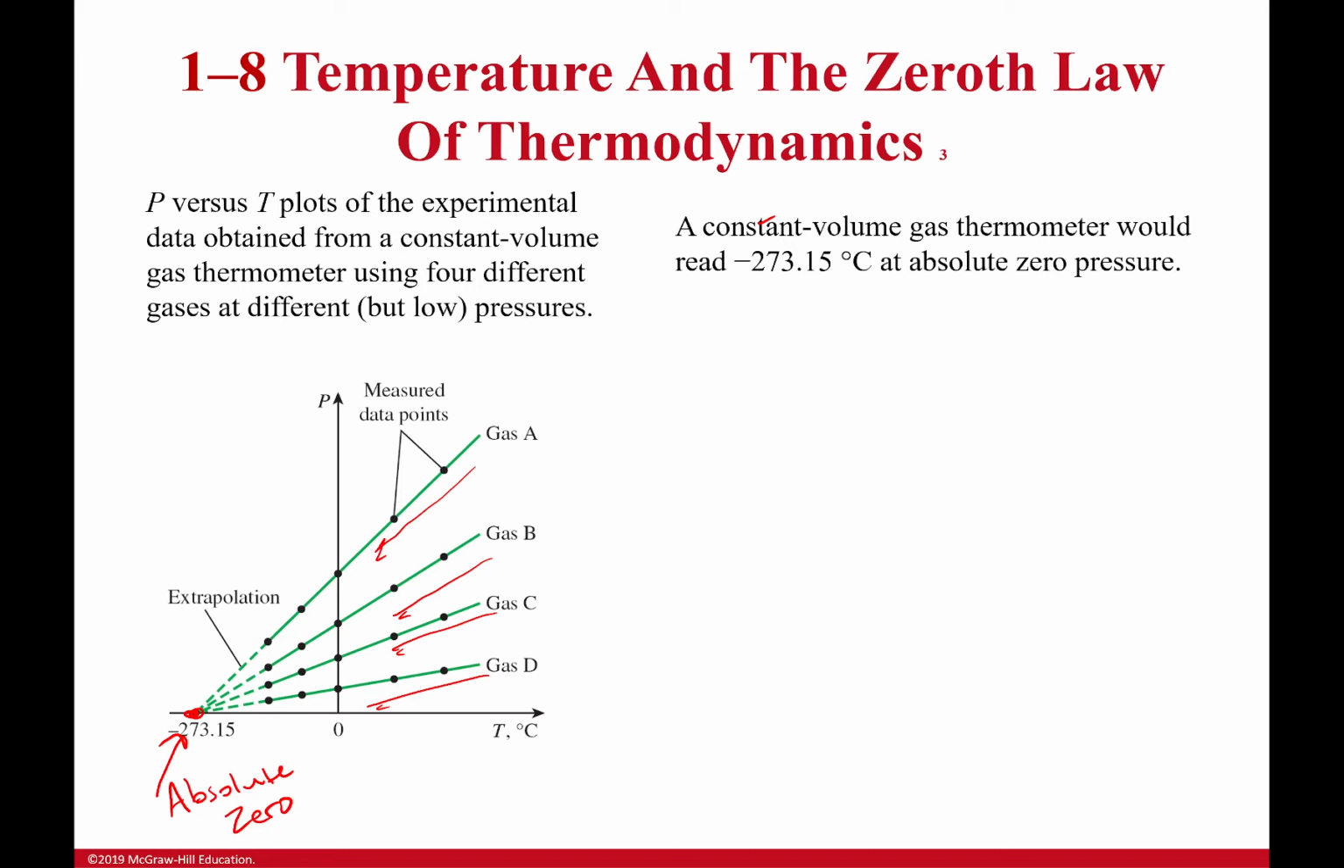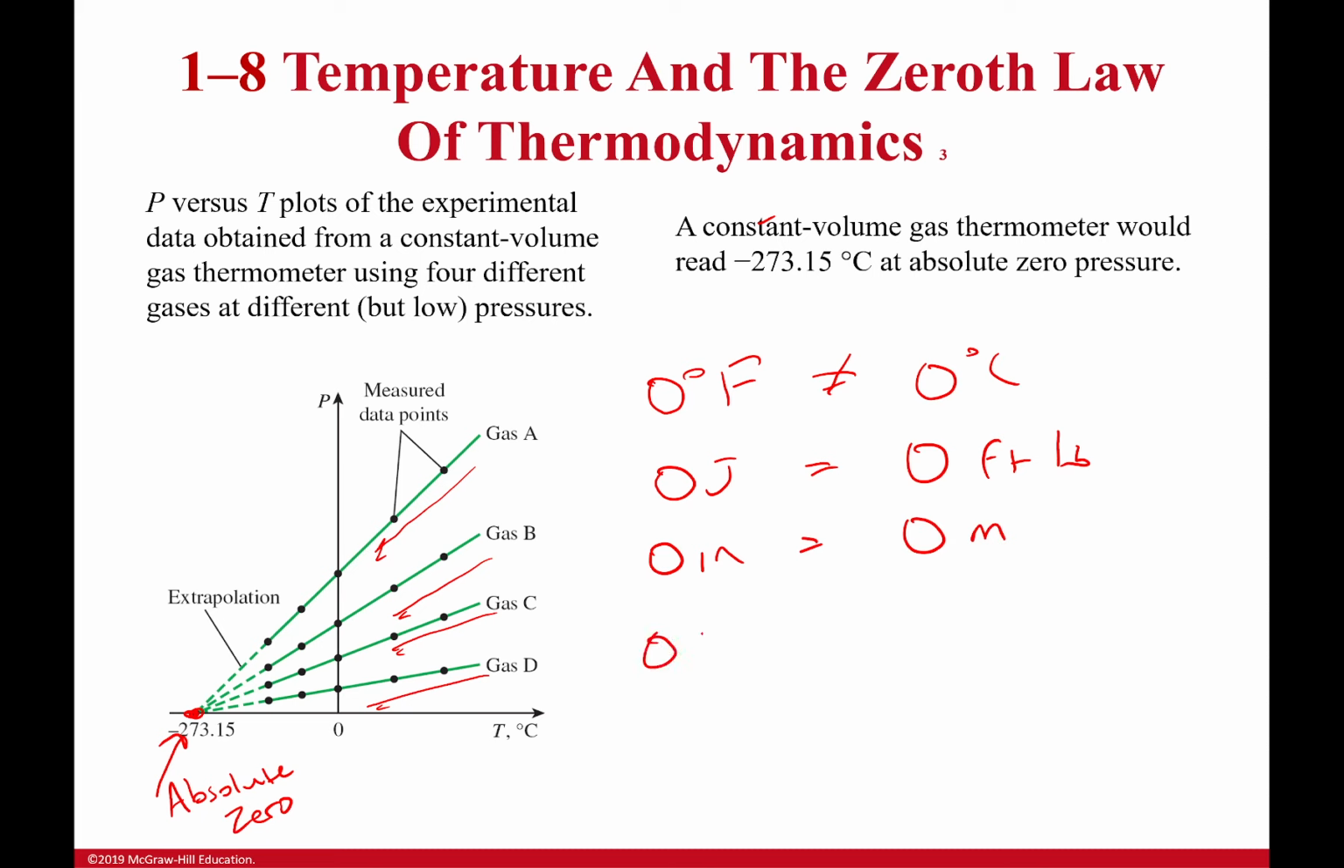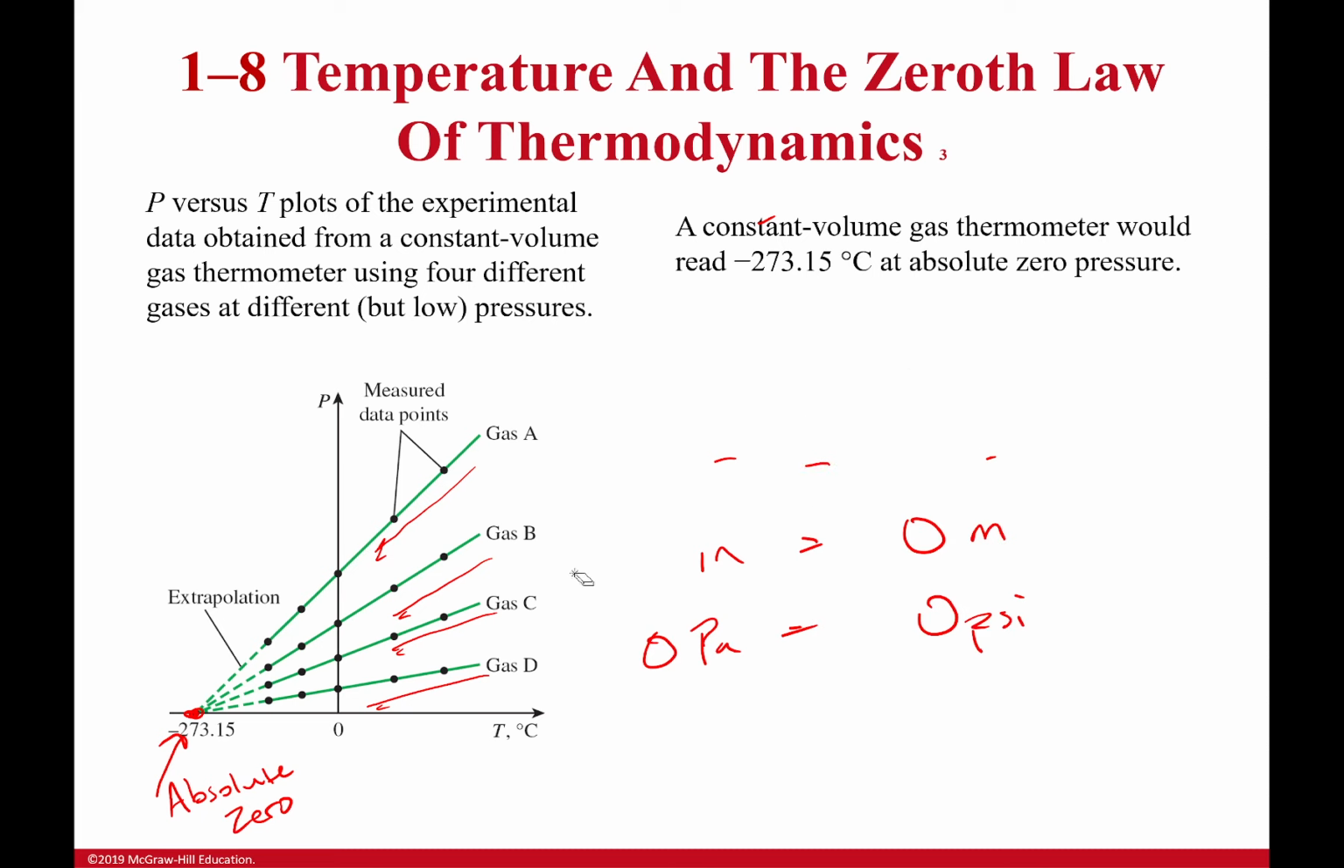Well, the reason is because 0 degrees Fahrenheit is not equal to 0 degrees Celsius. However, 0 joules is equal to 0 foot-pounds. 0 inches is equal to 0 meters. 0 pascals is equal to 0 psi. All those other things are the case because they all are absolute scales. Energy, distance, time, mass, pressure, all of them are on absolute scales because they all start from the same point.